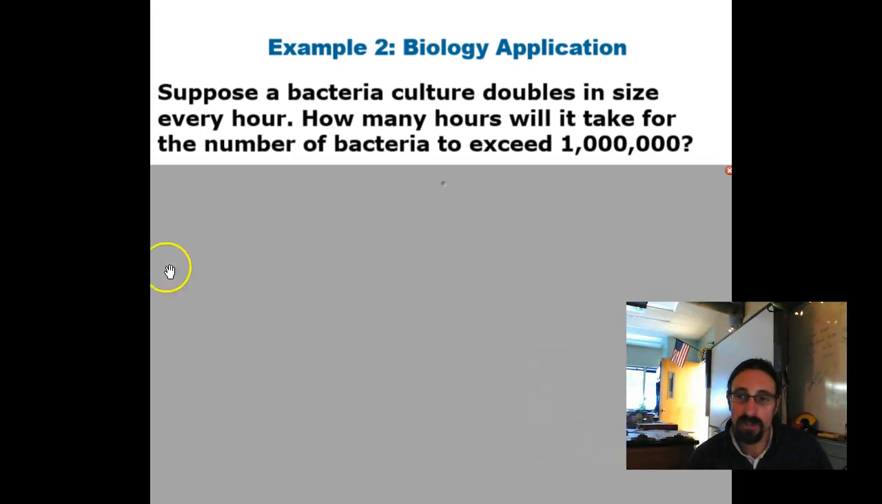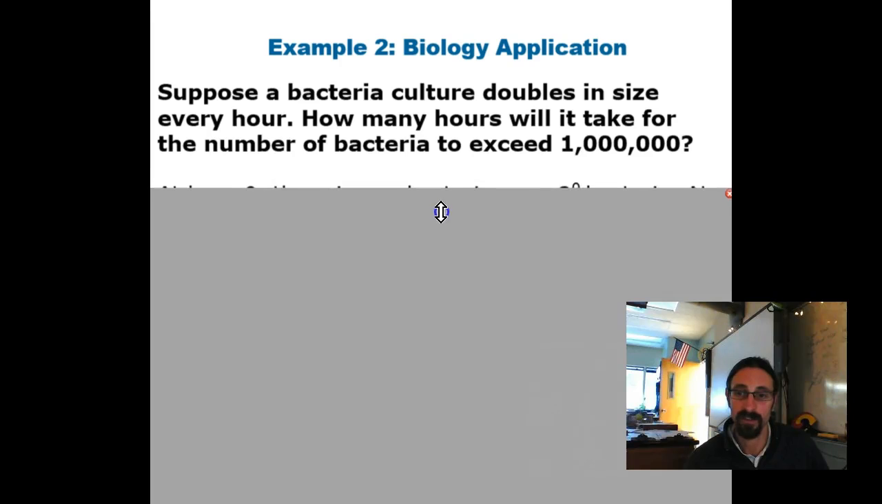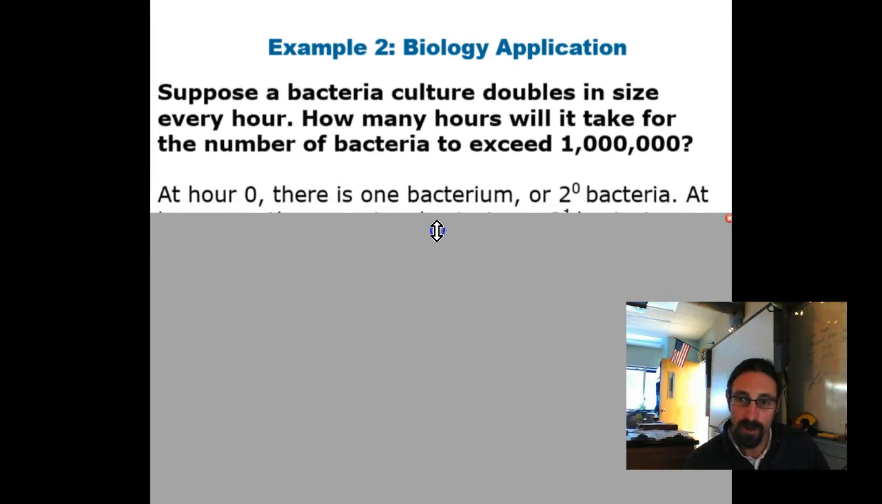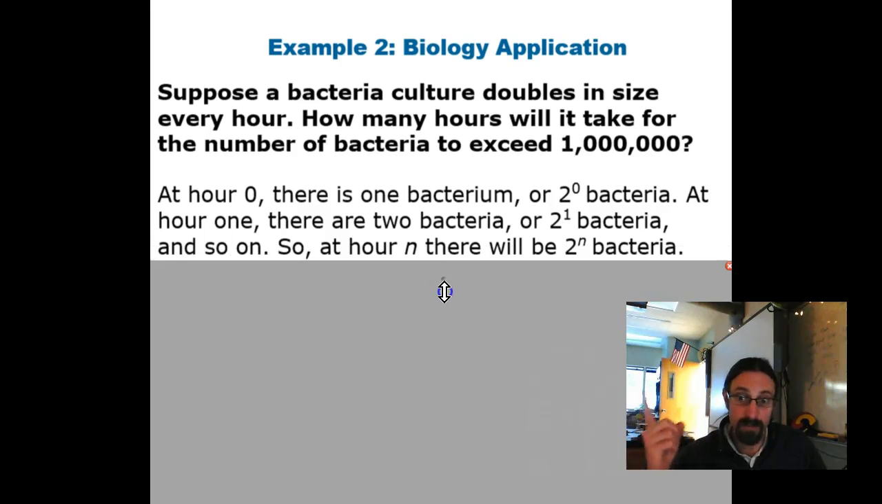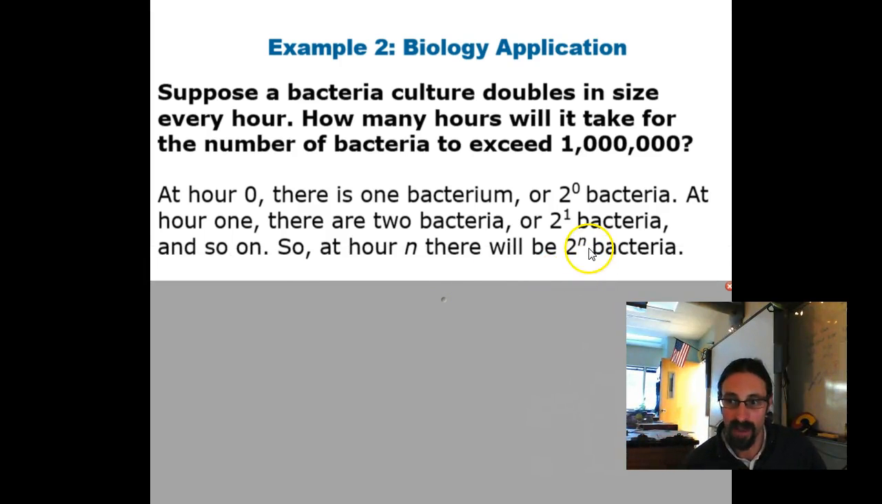Here's an example that ties right to that. Suppose a culture doubles in size every hour. How many hours will it take for the number of bacteria to exceed 1 million? There's more than one way to do this problem. How the book shows you isn't necessarily how I would do it, but that's okay. I'm just going to follow that example right now. So at 0 hours, there's 1 bacteria, or 2 to the 0. At 1 hour, there's 2 bacteria, 2 to the first. And so you can see here that this expression should be 2 to the n, where n is the number of hours.